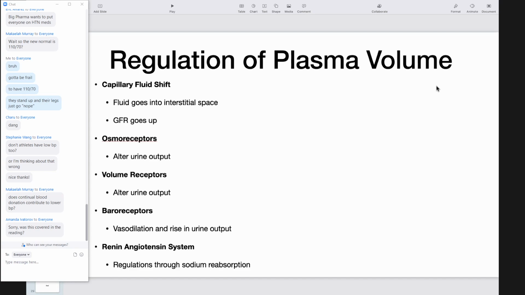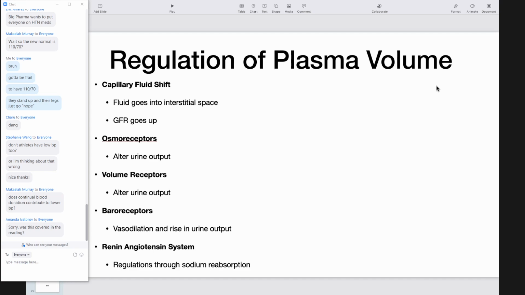And the renin-angiotensin system, which we'll talk about again in the adrenal, GI, and kidney lecture, can alter urine output through sodium reabsorption or not. As you can see, regulation of plasma volume is highly related to the kidneys, highly related to urine output. So we'll talk more about regulating the plasma volume in that lecture.